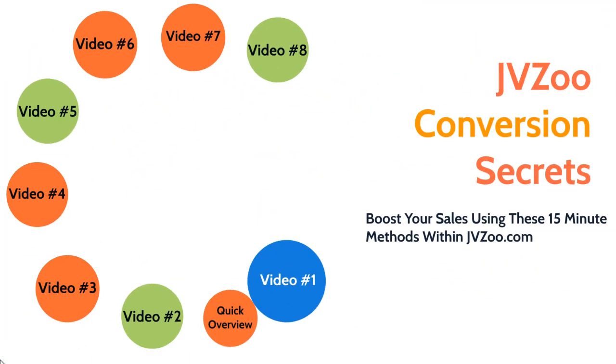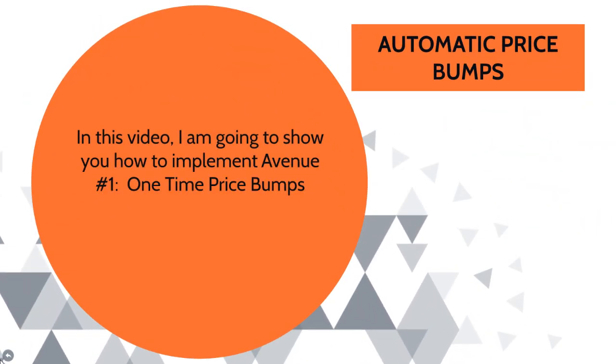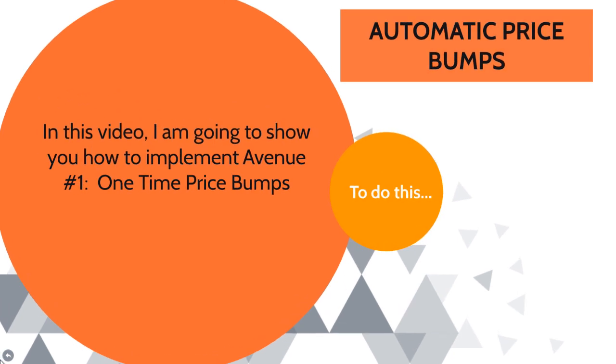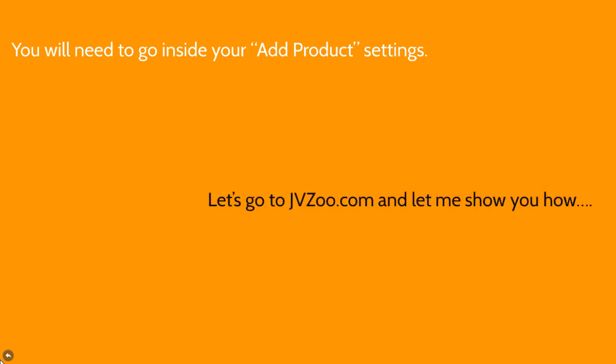All right, so welcome to video number 7, and we're going to talk about automatic price bumps. In this video, I'm going to show you how to implement avenue number 1, which we talked about in the previous video. So let's go ahead and do this. To do this, you will need to go inside your add product settings. In other words, when you're adding a product to jvzoo.com, you will see this particular setting within this area. All right, so let's go ahead and go to jvzoo.com and let me show you how it works.